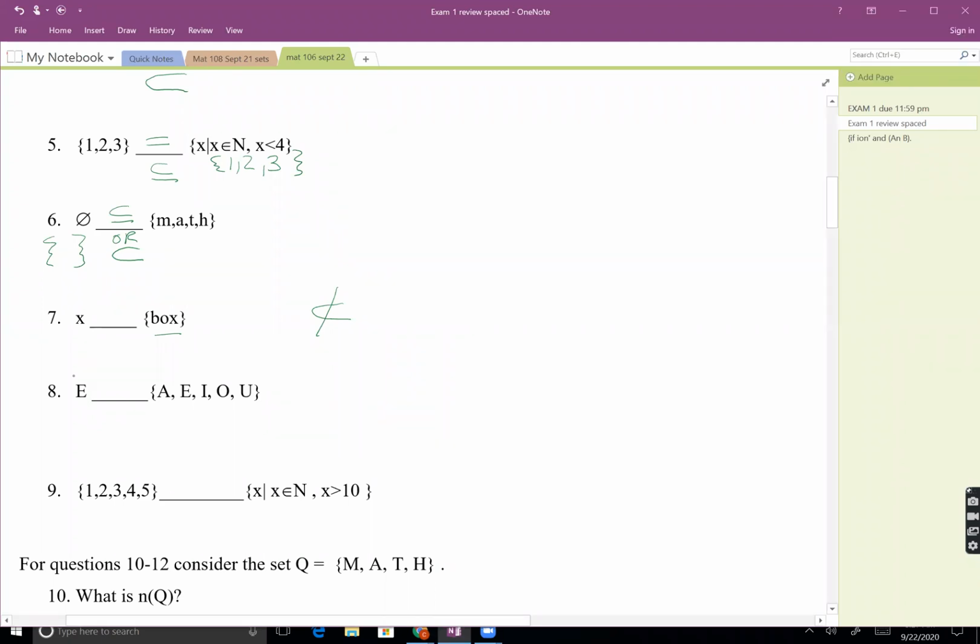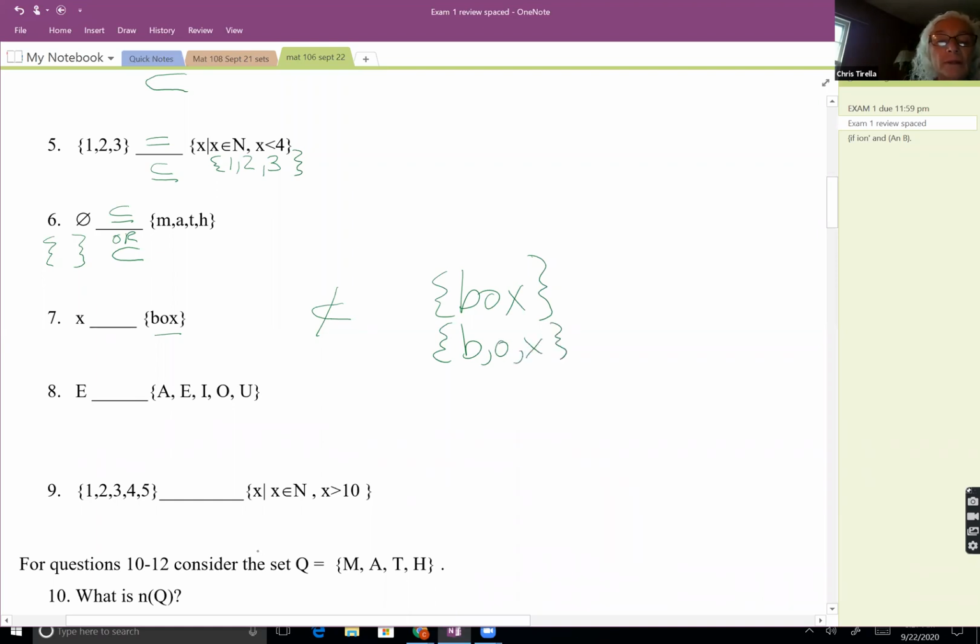Well, let's look at that set box. I want to say yes, but I want to say no. Okay, well, people, defend yourselves. Is that the set with one word box, or is that the set with 3 letters B, O, and X? It's one word. It should not be an element. So it won't be an element. That set has one thing in it, and it's a word box. It's not made up of letters. It's got one single word in it.